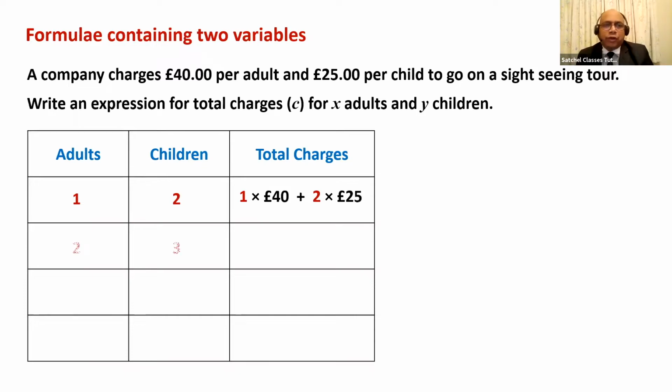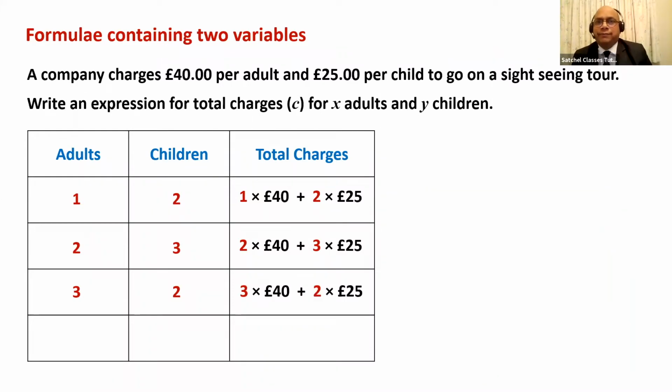Okay. What about two adults and three children? Okay, I can see the pattern now. It's 2 times 40 plus 3 times 25. Right? How about three adults, two children? This time, the 40 pounds will be multiplied by 3 because there are three adults, and the 25 pounds by 2 because there are two children. So 3 times 40 plus 2 times 25.